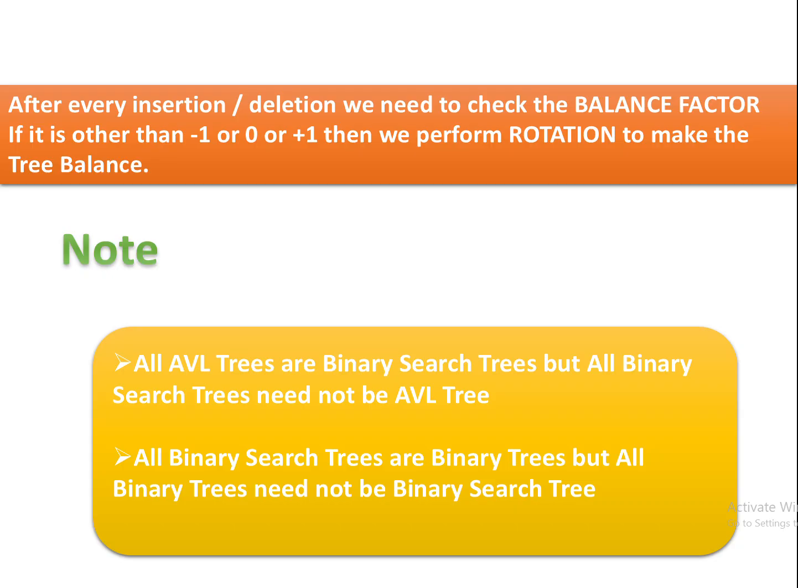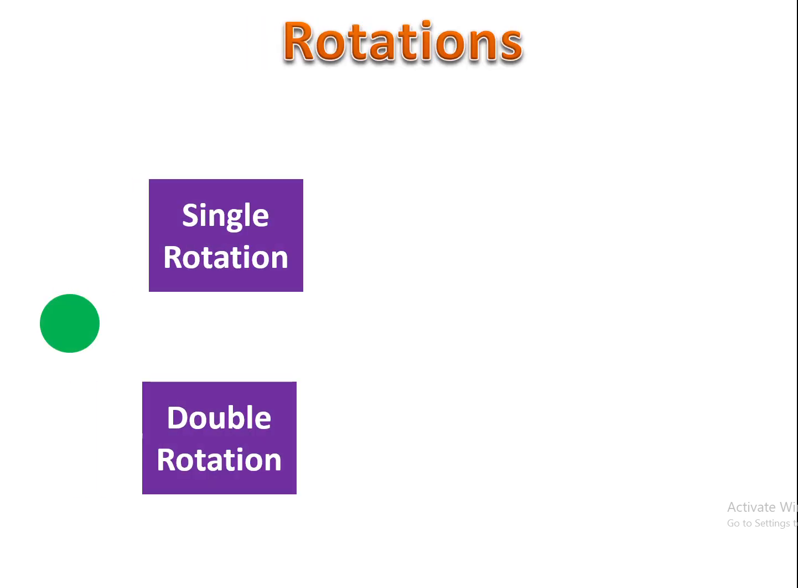But when it comes to an AVL tree, you follow the same steps: all the left side values are lesser and all the right side values are greater, but we also need to check the balance factor. The balance factor is always -1, 0 or 1; we get only these numbers. All AVL trees are binary search trees, but all binary search trees need not be AVL trees. Next, let's see the rotations.